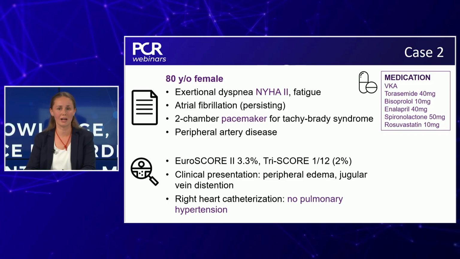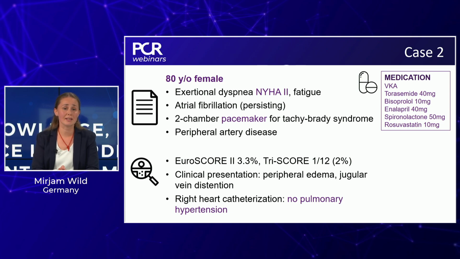Okay, so I think at this point we will go to the second case and we will tackle some of the topics that have already been discussed or are being raised in the chat. So I brought a case of a patient who is 80 years old, female, symptomatic, had persisting AFib and also a 2-chamber permanent pacemaker. Her medication was a vitamin K antagonist, diuretics, and antihypertensive medication. The TRI-score was quite low, only 2%.